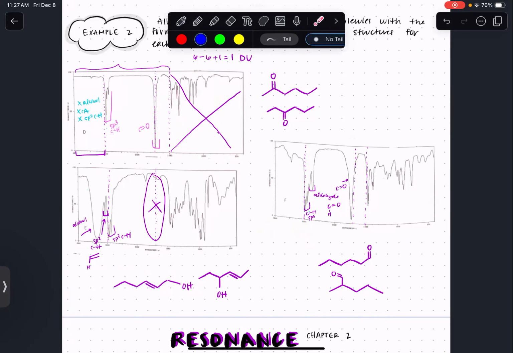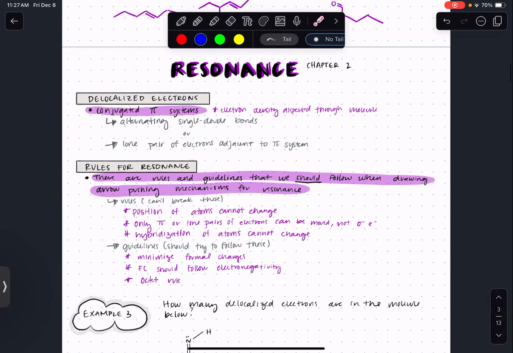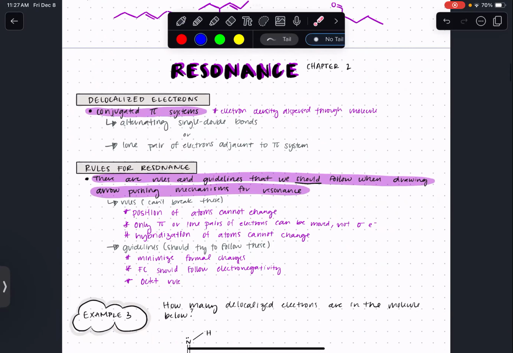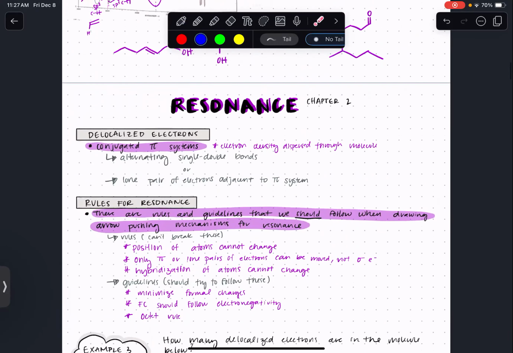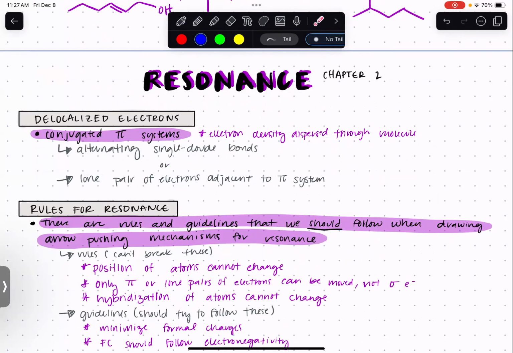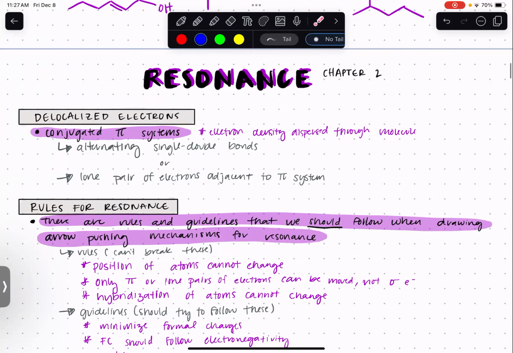Yeah. Okay. So now we're gonna move on to resonance. I know this was a big problem area for a lot of people, so I tried to go a little bit more in detail with the stuff like this. But basically, in order to have resonance, we have to have delocalized electrons, and that's going to happen in conjugated pi systems. And a conjugated pi system is just where our electron density is dispersed throughout the molecule instead of just on one atom.